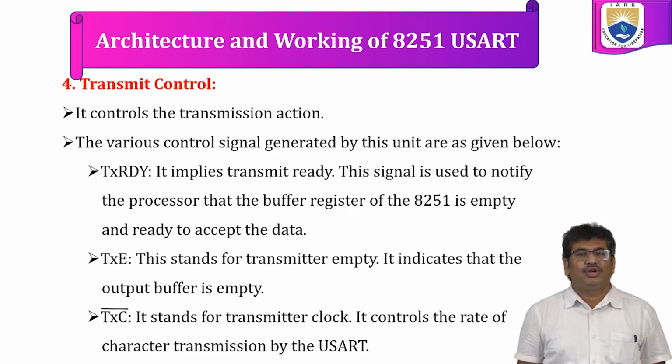This signal is used to notify the processor that the buffer register of 8251 is empty and ready to accept the data so that it can transmit on the TXD line. The next signal is TXE, which stands for transmitter empty. It indicates that the output buffer is empty. So whatever data is sent by the system to the transmit buffer is transmitted through the TXD line. The emptiness of the output buffer or output register will be indicated by the TXE line.